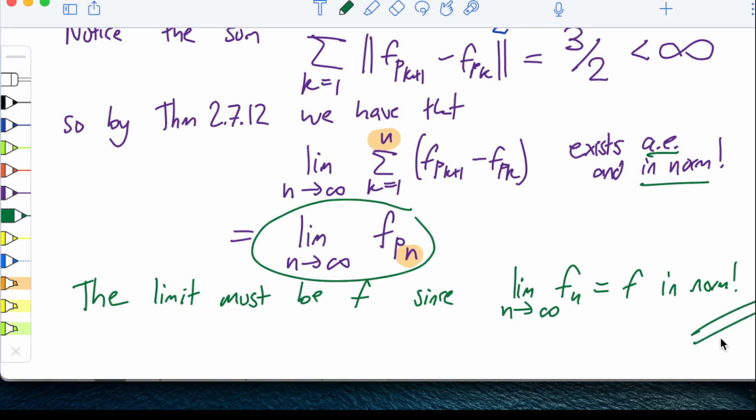Okay. Let me know if you guys want more detail on the last step. I think it's clear. If you wanted, you could give this thing a name and then argue that whatever you named this thing is equal to f. But hopefully it's clear enough.